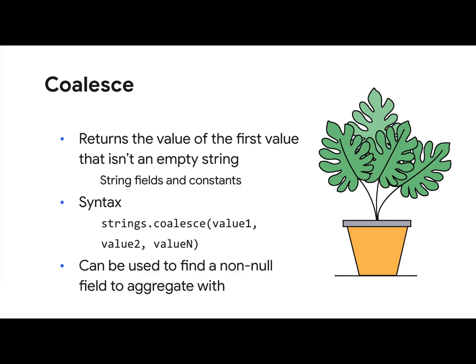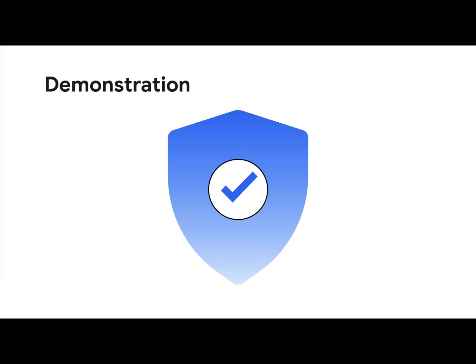The syntax for coalesce is strings.coalesce followed by the field or constants of interest. The coalesce function can be used in a number of different ways, but today we're going to use it as an aggregation that we can use for our match variable. Because the success of coalesce is dependent upon working through a set of values and finding one that isn't null to use in our rule, it makes sense to start with a search to show the fields we have available to work with in our rule.